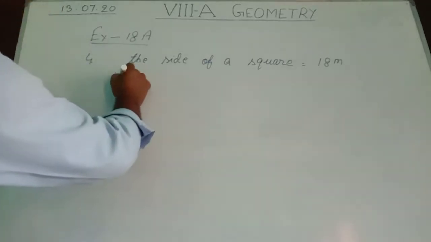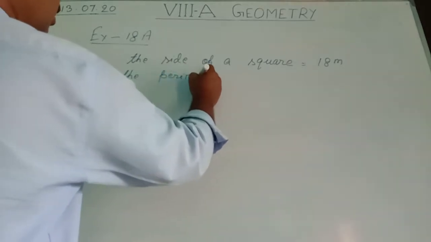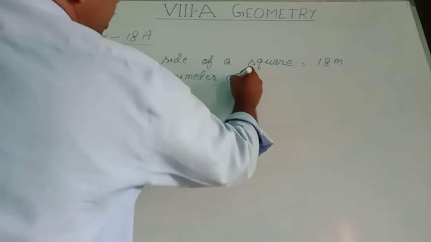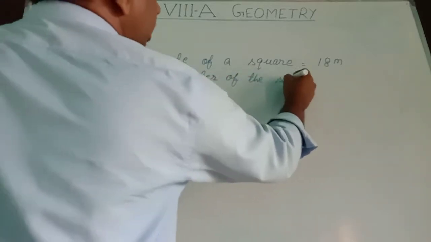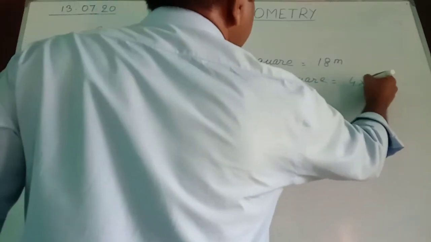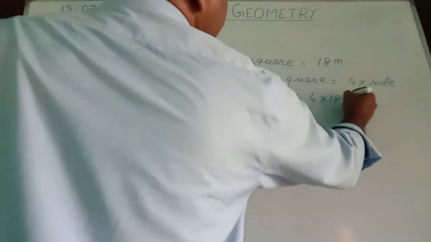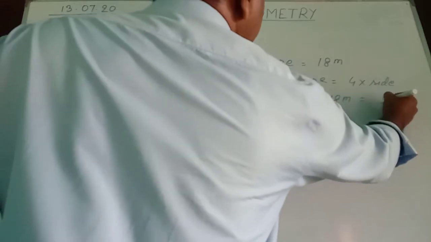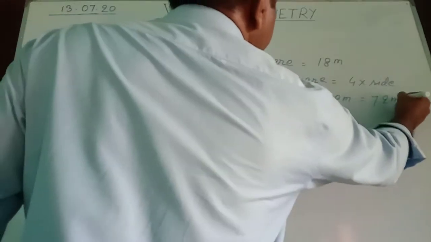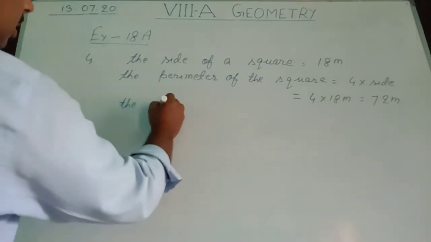The perimeter of the square: you know the formula, 4 into side. It means sum of all the sides, so there are 4 sides, so 4 into side equal to 4 into 18 meter equal to 72 meter.